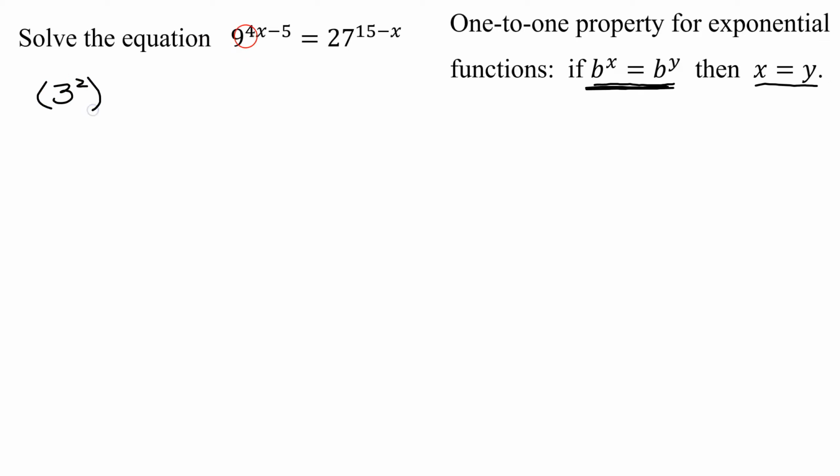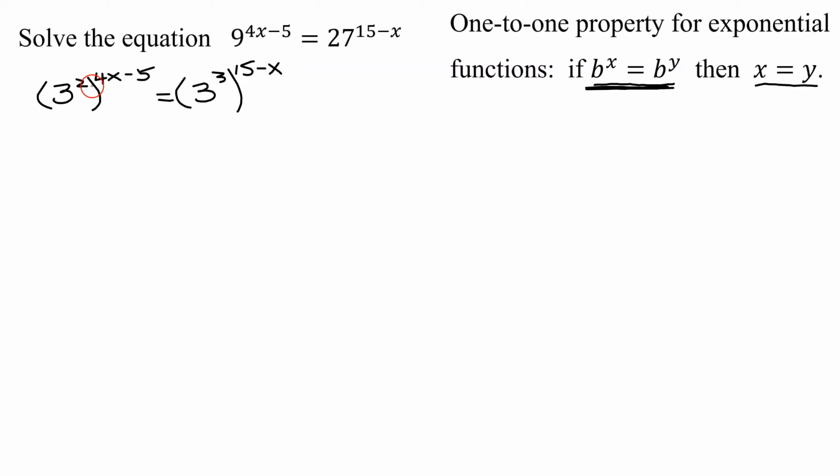So I'm going to have 3 squared all raised to the 4x minus 5 equals 27 is 3 cubed. It's 3 times 3 is 9 times 3 is 27. So I'm going to have 3 cubed all raised to the 15 minus x.